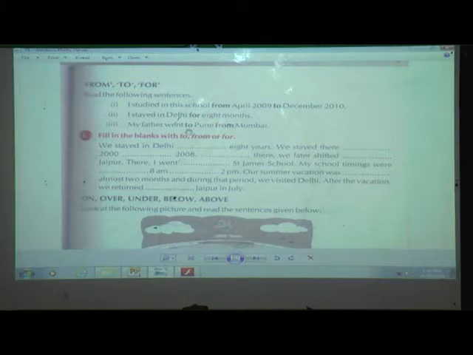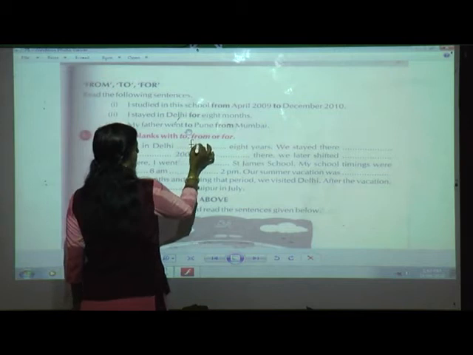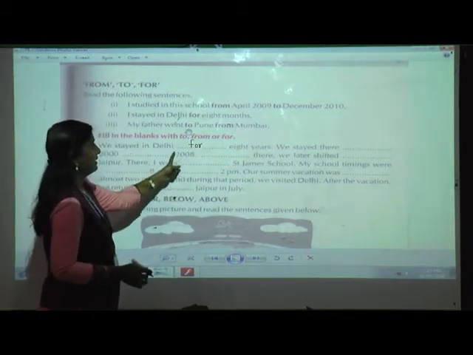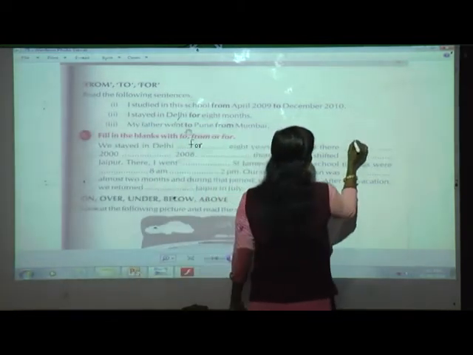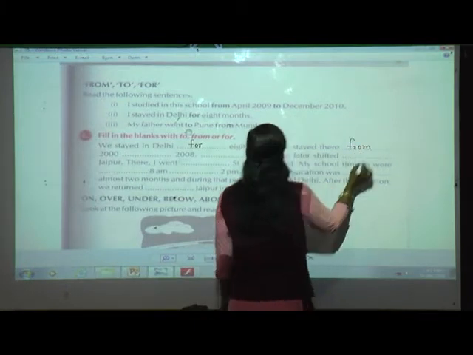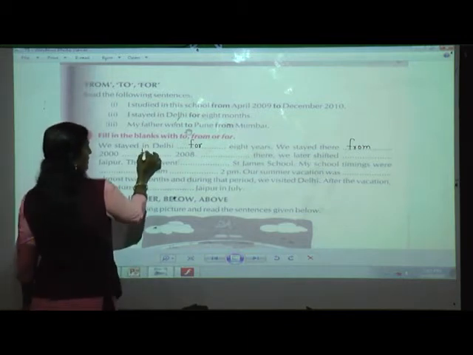Now, we stayed in Delhi. Shall we start, students, with exercise E? In the last session we finished exercises A, B, C, and D. Today we are going to start with exercise E. We stayed in Delhi for how many years? Yes, for 8 years. We stayed in Delhi for 8 years. We stayed there, here two years are given, from 2000 to 2008. So which preposition will come here? Yes, to.